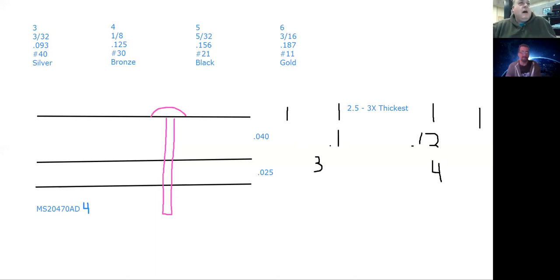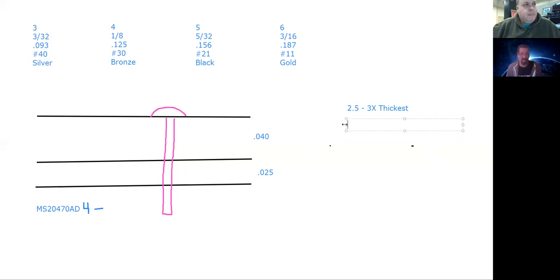So now I'm going to erase some of this here. I don't want to erase all that. I'm going to erase just some of this here. Damn it. So now we know that we're going to put a 4 rivet in there. We need to figure out what length. So what's the formula for length?